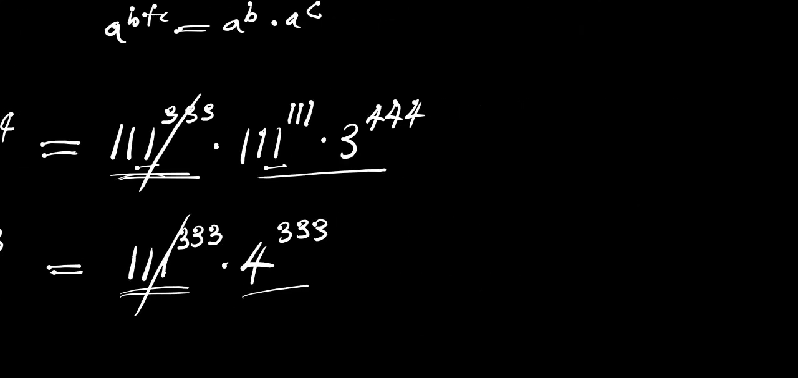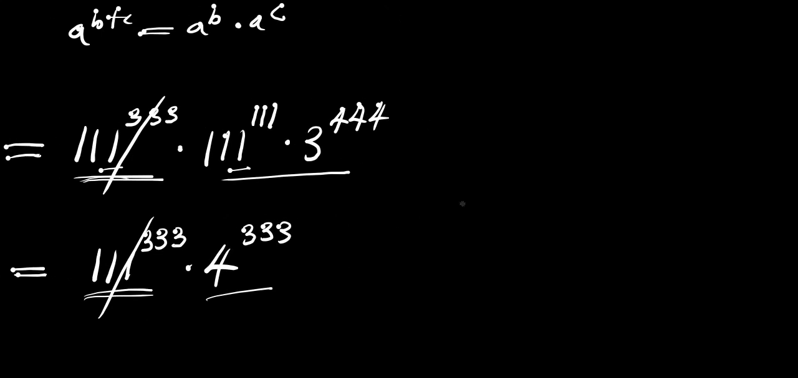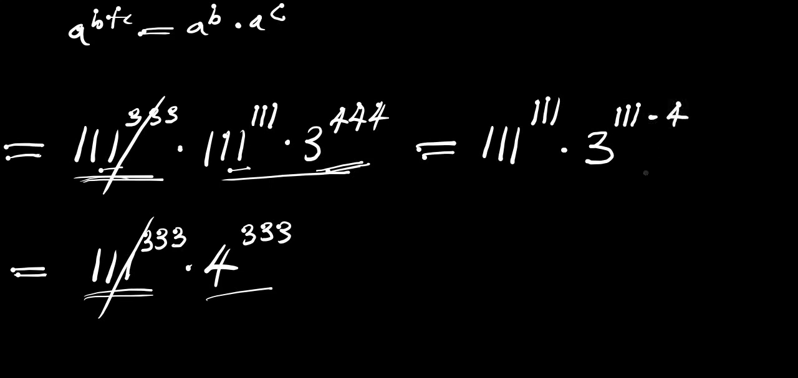So we proceed again. This equals, we have 111 raised to the power of 111 times, we can rewrite this as 3 raised to the power of 111 times 4. And we are comparing it against this number here, 4 raised to the power of 333. Now, you know, if you multiply this number here by 4, you definitely get this 444.